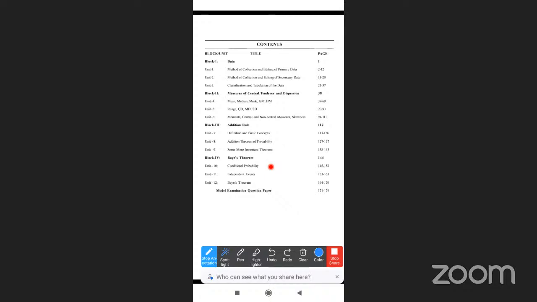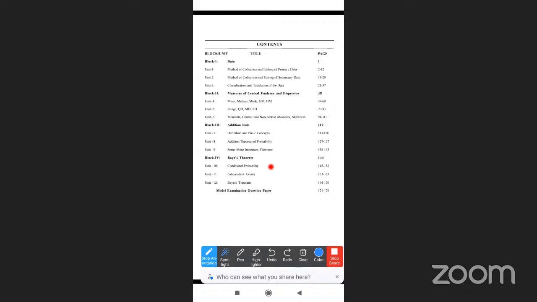Okay, so block 1, block 2, block 3, block 4. So in this first semester, we are having 4 blocks. First of all, we can go to block 1. In block 1, we are having 3 units. Block 1 title name is data. So what is the meaning of data? How to collect the data, how to present data, and how to represent data. So they are having the columns.